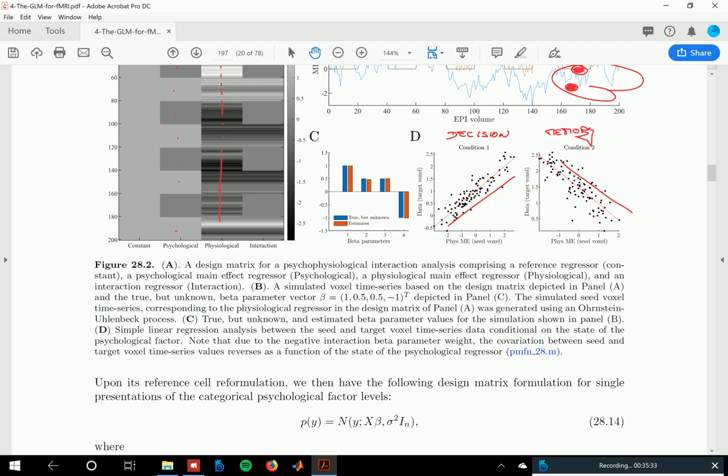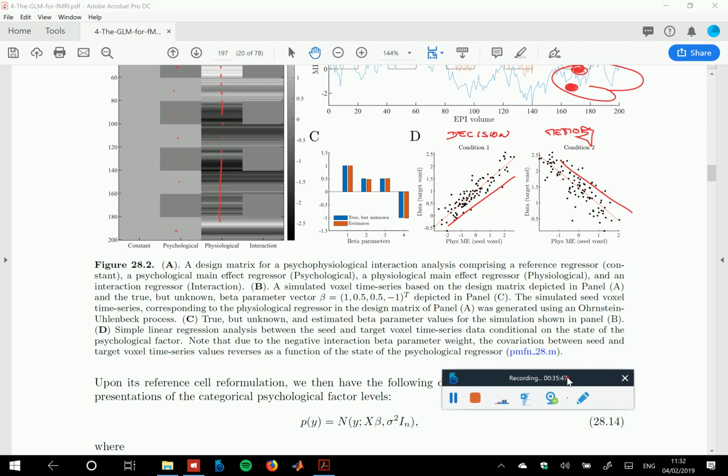Other questions about PPI? No. So then briefly about agent models, because I just mentioned them. But maybe let's stop this recording because nobody else is allowed to hear about agent models.